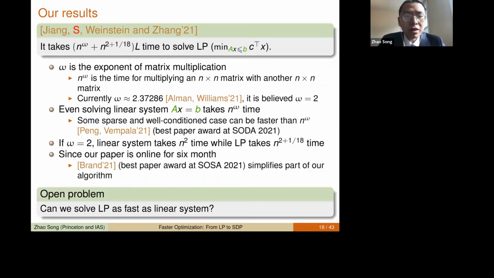Even combining all these results, there is a very interesting open question which is still open: can we solve LP as fast as a linear system for any omega? More concretely, can we improve this 1/18 to 0? At least to me, this seems like a very hard question. I have been thinking about how to improve 1/18 for a long while, but I don't have any progress. But I do believe solving this problem is very interesting, because this technique can also be applied to many other optimization questions, for example SDP and other things.